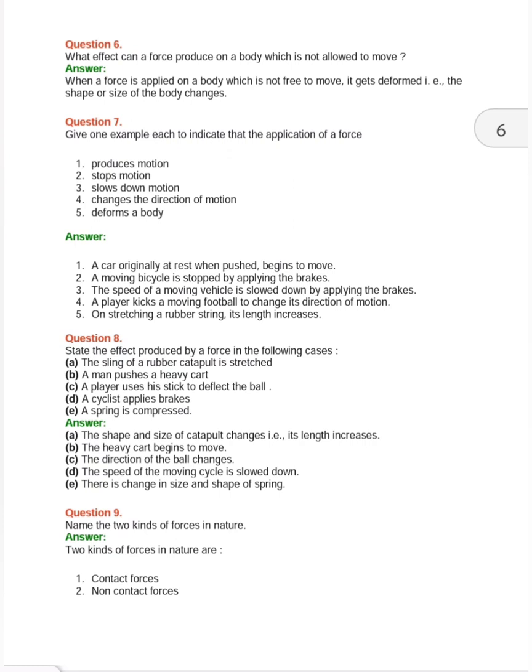D. A cyclist applies brakes. Answer D. The speed of the moving cycle is slowed down. E. A spring is compressed. Answer E. There is change in size and shape of spring.